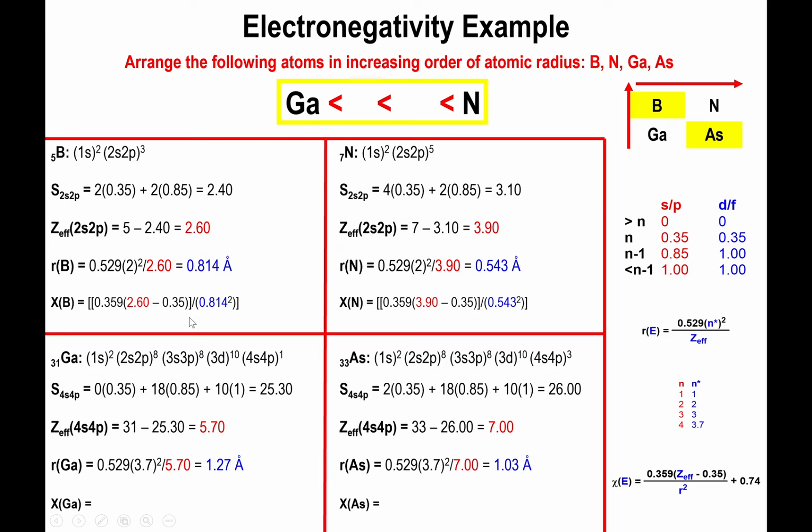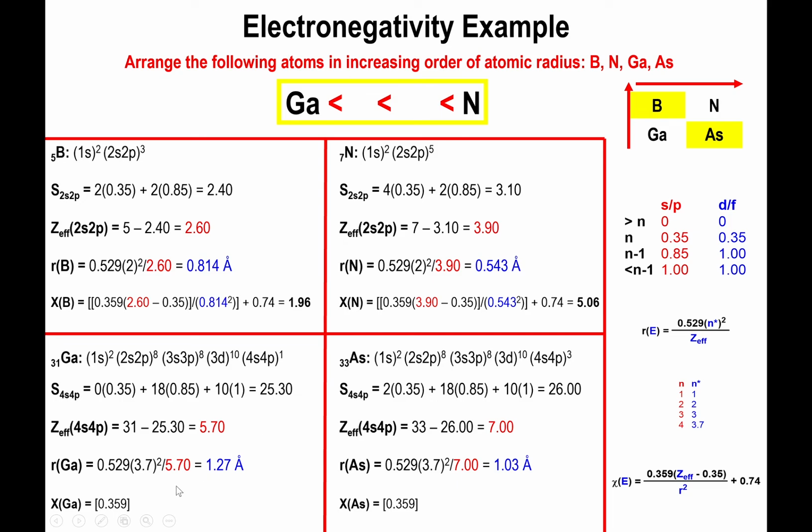Upon carrying out this calculation, which I would recommend first doing the subtraction, 2.60 minus 0.35 multiplied by 0.359, pressing enter, dividing that by 0.814 square, pressing enter, this is for boron, and then adding 0.74 to the equation. This yields a value of 1.96 for boron and 5.06 for nitrogen.